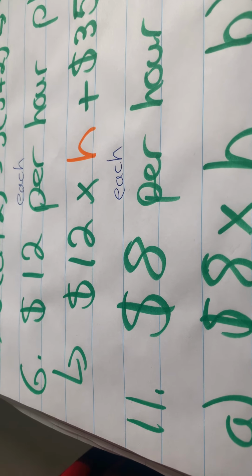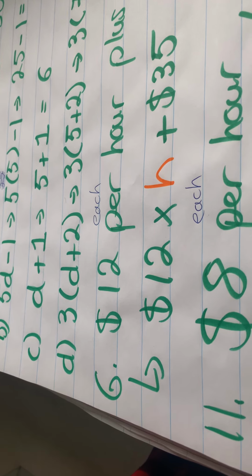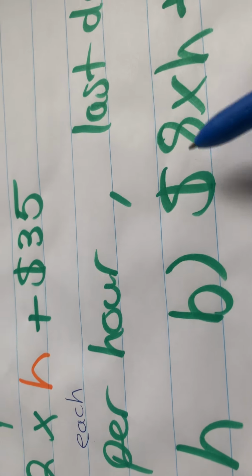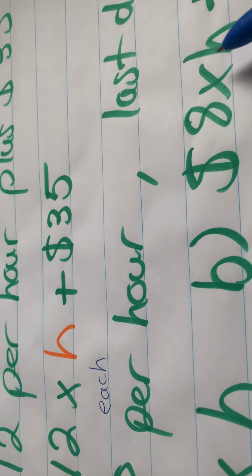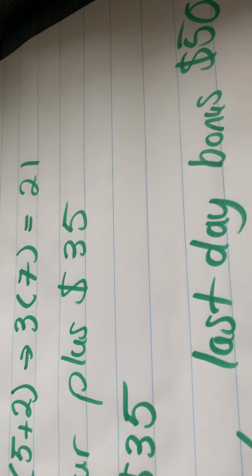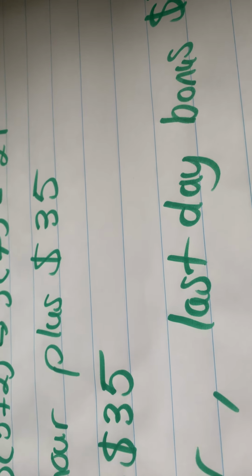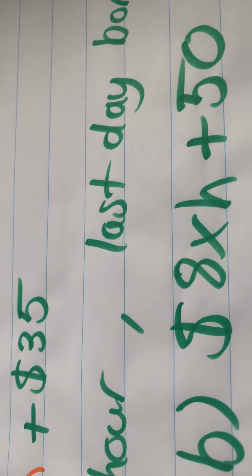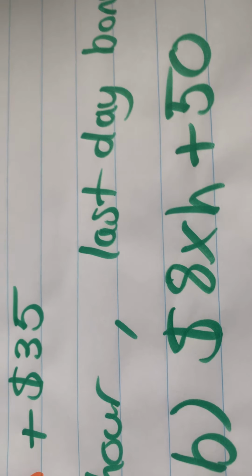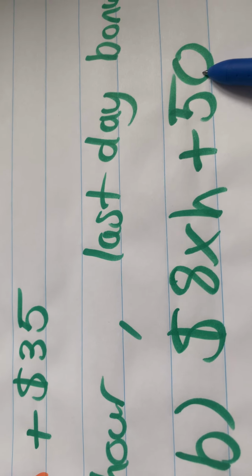Now, B says, write an algebraic expression to describe Samantha's earnings. Well, I know that Samantha's going to get $8 an hour, and she gets that bonus of $50. Well, a bonus is added on. It's something you get extra. And because it's something you get extra, because it's something you get added on, we just add it. So it becomes 8 times h plus 50. How much she earns in a day, plus the extra $50.